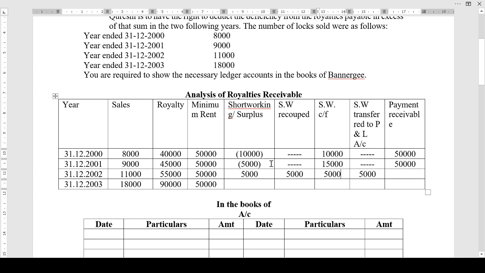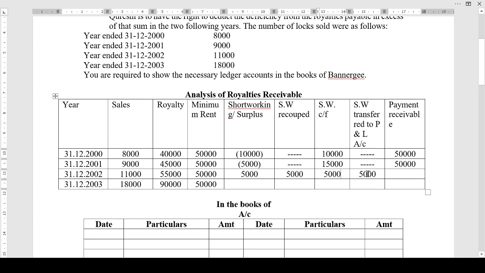The agreement says that the short working can be recouped in the next 2 years at the most. If you can't recoup it in the next 2 years, you transfer it to P&L account. Okay, it's a loss. So we first try to recover this one. Right now we have a surplus of only 5, whereas a short working of 10 here. So from 10 we can recover only 5. Since 2 years are already complete, the remaining 5 gets transferred to P&L account.